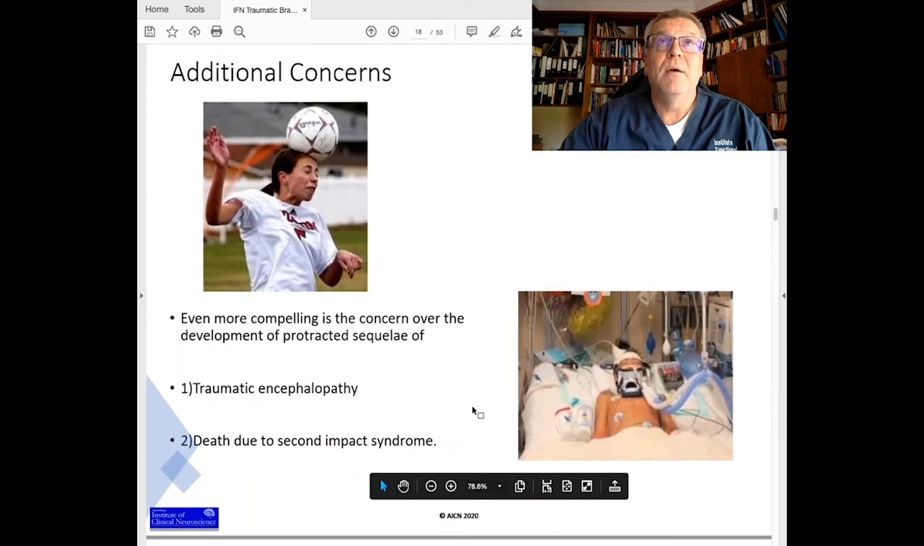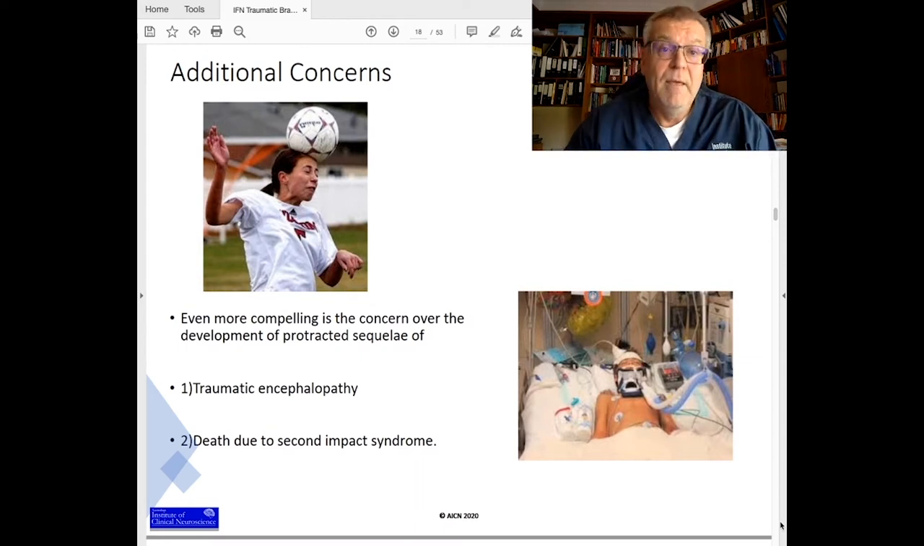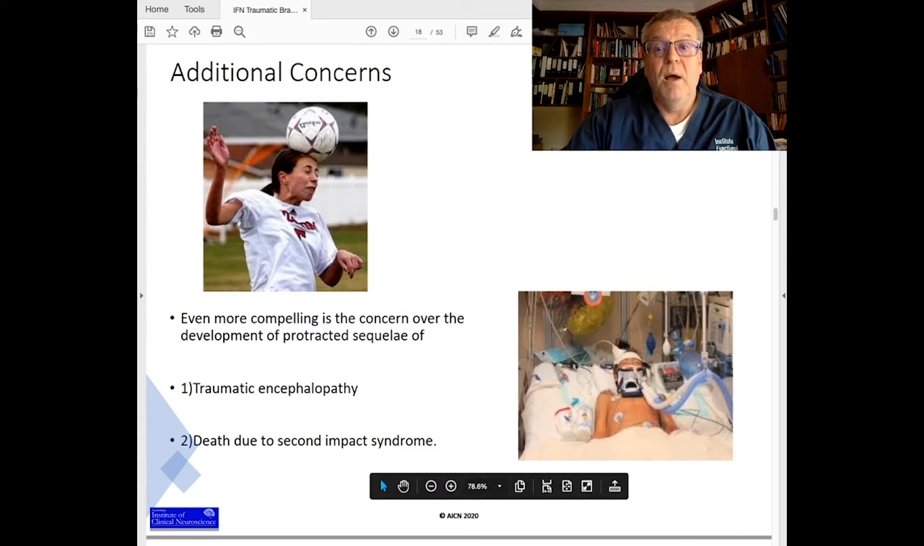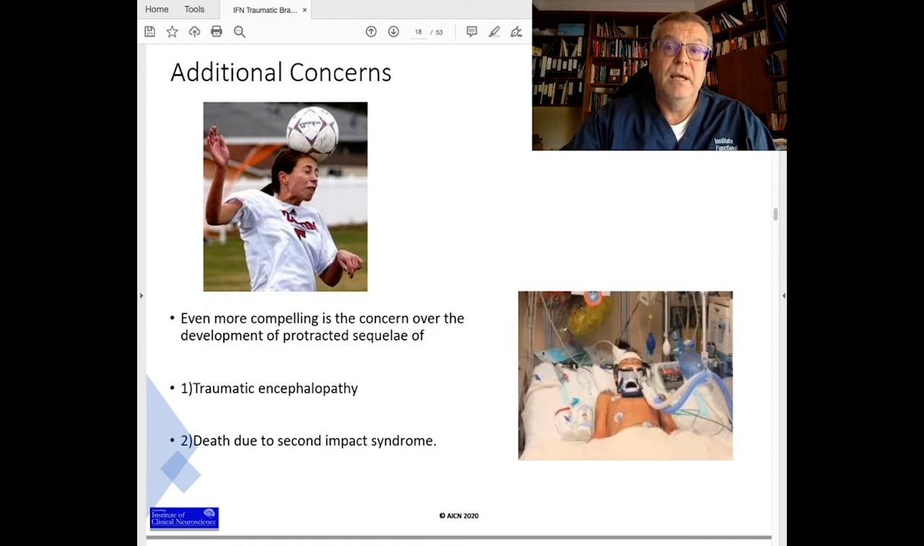Additional concerns now with the types of injuries that can happen with repetitive concussions, repetitive head injuries, are quite severe. They involve traumatic encephalopathy and death due to second impact syndrome. Now, death due to second impact syndrome is rare, but it does actually happen. We've had several cases, one in Western Australia a couple of years ago.